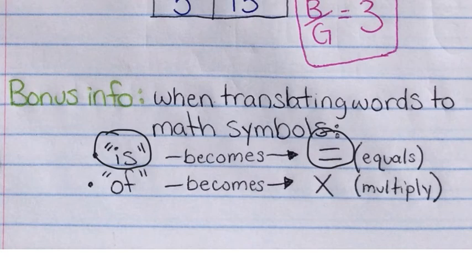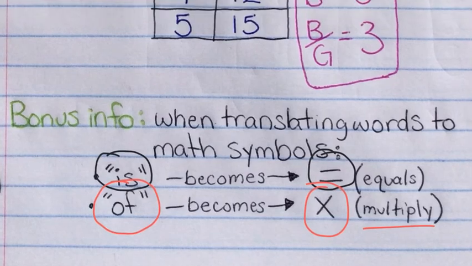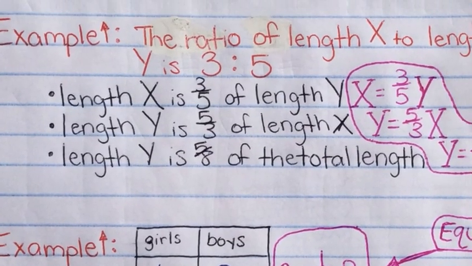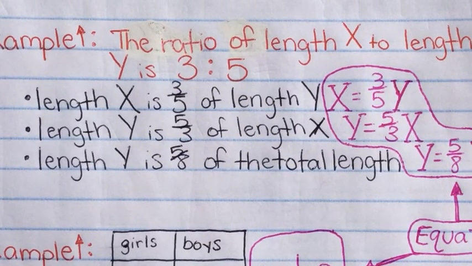Whenever you see the word of, it will always, always, always mean multiplication. Multiply. Every time. So, if we want to put that into play and sort of recap, and make sure Mr. Fields isn't a liar, let's take a look up here. All right? We have length x. Length x is, what did we say is means? We said is means equal sign.